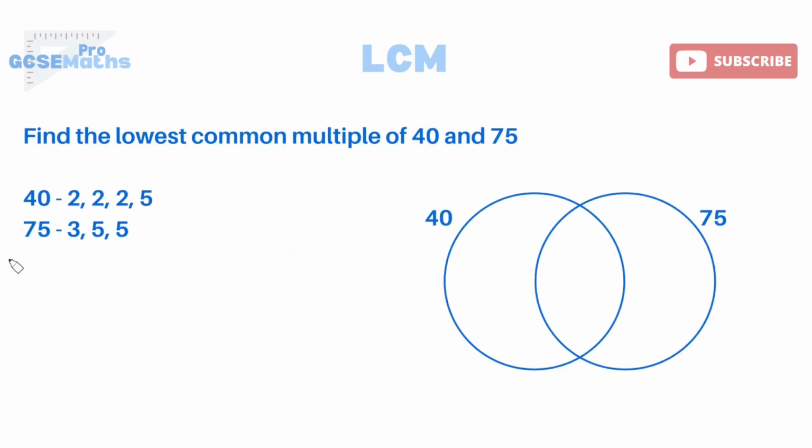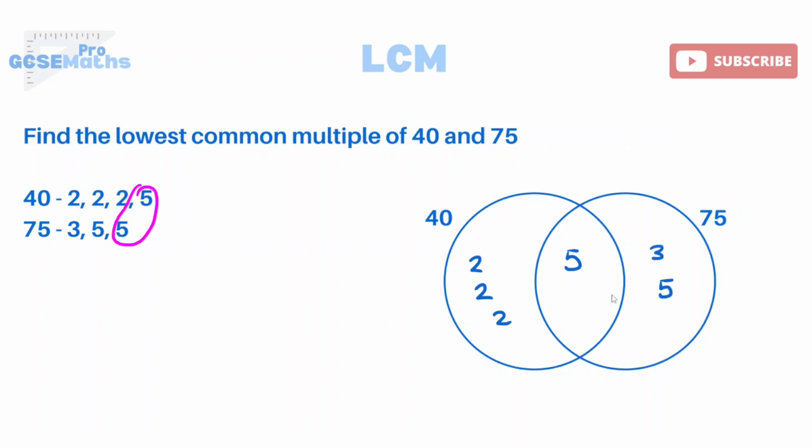Now, scribble out your Venn diagrams. To fill them in, first of all, we always start with the middle. So what do they have in common? Well, in this case, they actually only have 5s in common. So that pair of 5s, I'm only going to write it down once in the middle, okay? And then for 40, I've got 3 2s, and for the 75, I've still got a 3 and a 5.